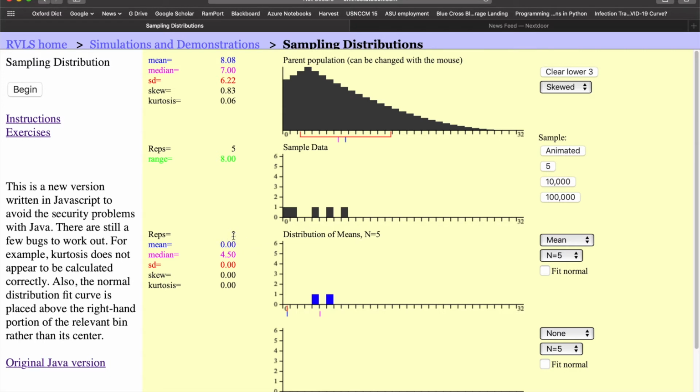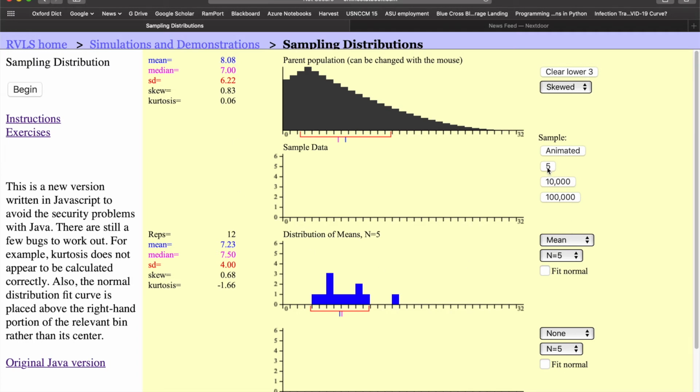So right now we have 2 samples. I'm going to take 5 more samples. So these are the means of the samples. So we have in total 7 samples. The mean of the samples is 5.55, and the median is 6. Now, if we look at the original distribution, the mean is 8.08. So it differs. So I'm going to continue by taking another 5 samples, and look, now the mean is 7.23. It's getting closer to the 8.08.